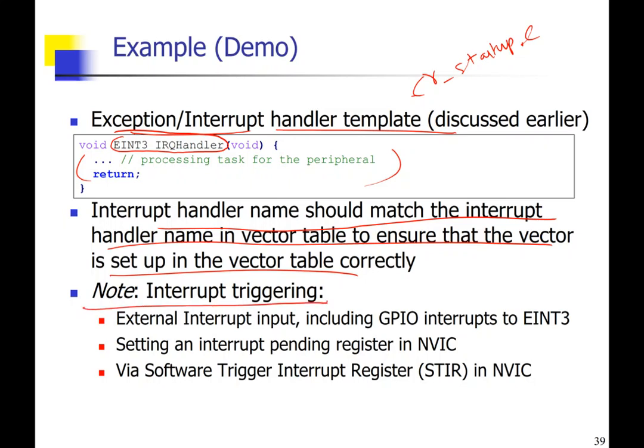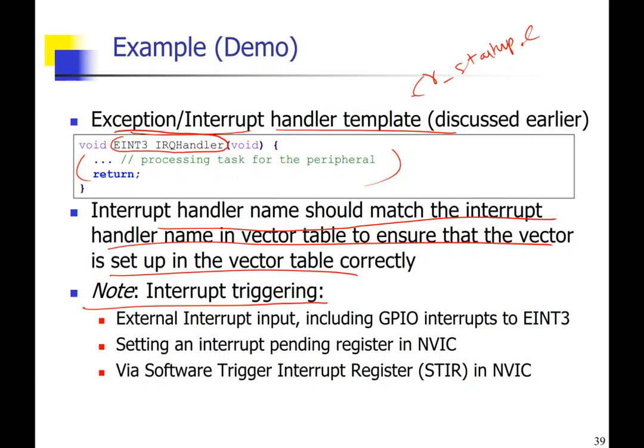Then how do you trigger the interrupt finally? One is you can wait for the real condition to happen for the interrupt to be triggered, which could be an external interrupt, including GPIO interrupts to EINT3, which is the case in this example. Then another option is setting a pending register in NVIC. What would be the use of the second one? You are manually or artificially triggering the interrupt, which could be useful for testing purposes. Like I told you earlier, you can't really go and crash a car to see whether the airbag system works, right? You should have some mechanism to test or simulate the scenario.